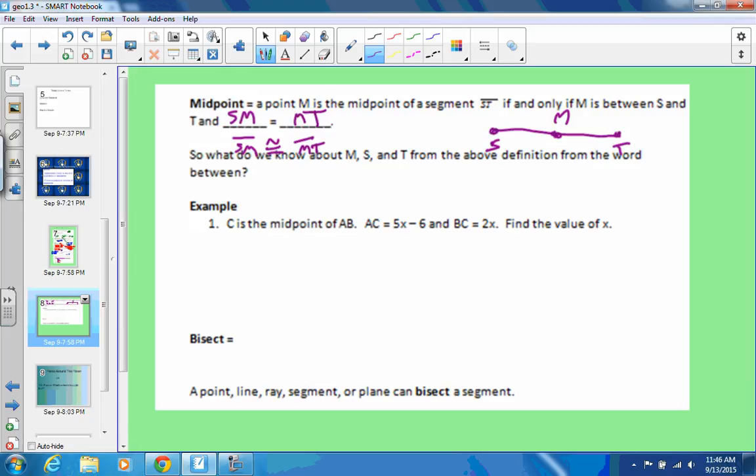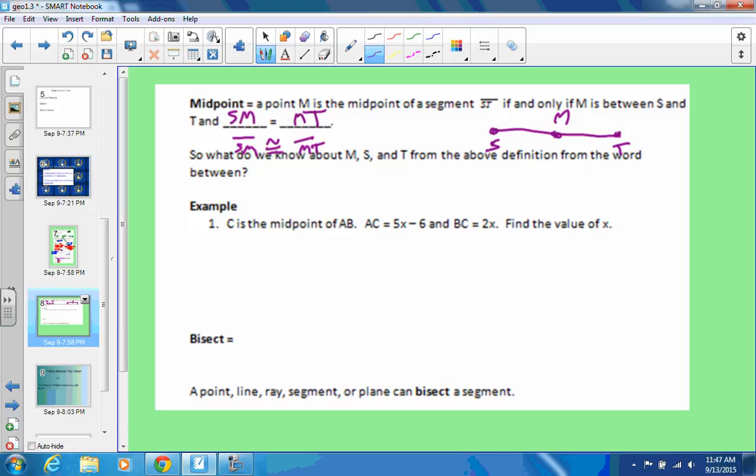Okay. So what do we know about M, S, and T from the above definition, from the word between? Well, it has to be between those. What do we know about M, S, and T? M is between S and T, and M is the midpoint of S and T, or segment ST. If you can think of anything else to answer that with, feel free. But we got an example here, and then we have one more term. Actually, I'm going to skip to that one term.